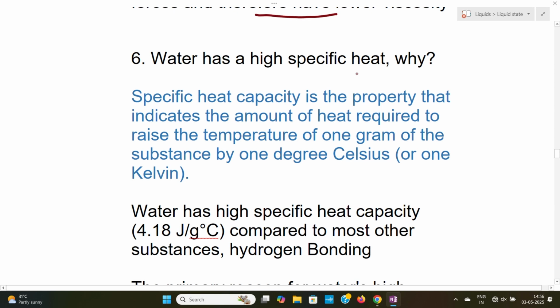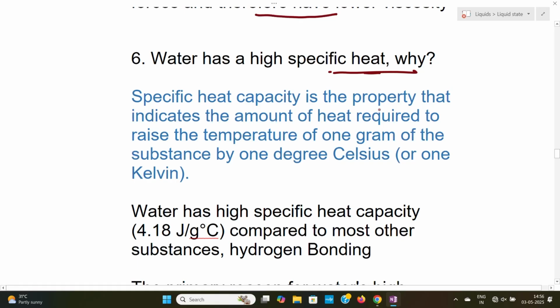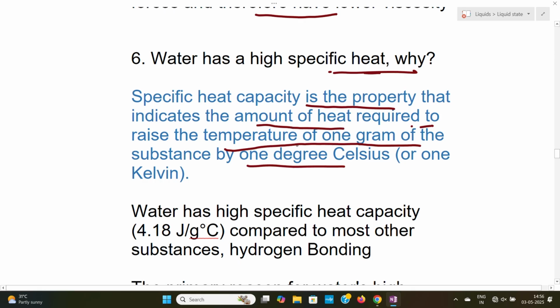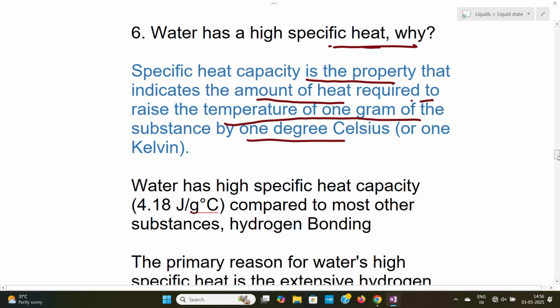Water has a high specific heat. Why? The specific heat capacity is the property that indicates the amount of heat required to raise the temperature of 1 gram of the substance by 1 degree Celsius. This we have already discussed in our modules.